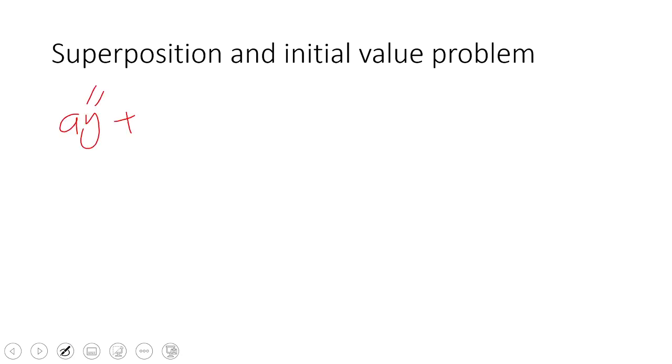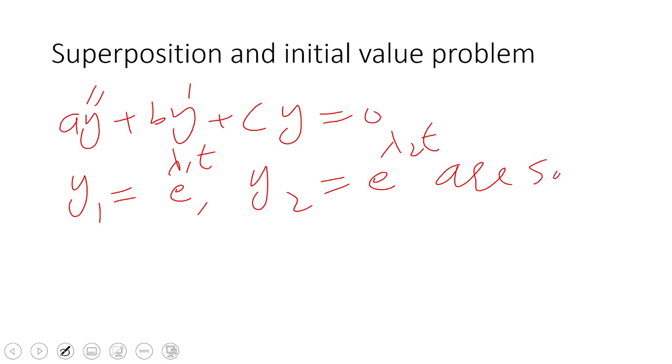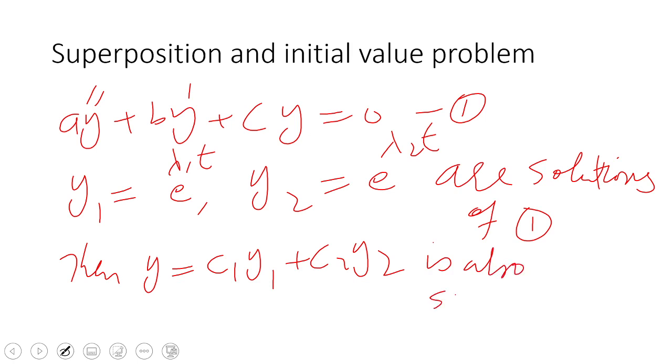So let a y double dash plus b y dash plus c y equal to 0 be a second order differential equation with constant coefficients, and y1 is equal to e^(lambda 1 t), y2 is equal to e^(lambda 2 t) are solutions of (1). Then y is equal to c1 y1 plus c2 y2 is also a solution.